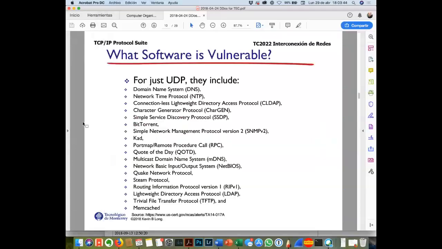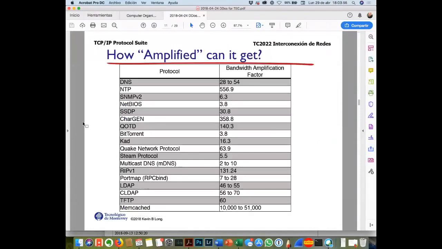All right, so that's an example of one that somebody figured out how to hack, so they could send a request and start quotes flooding back, filling up somebody's network connection, for example. How amplified can it get? Well, just go to the very last row.